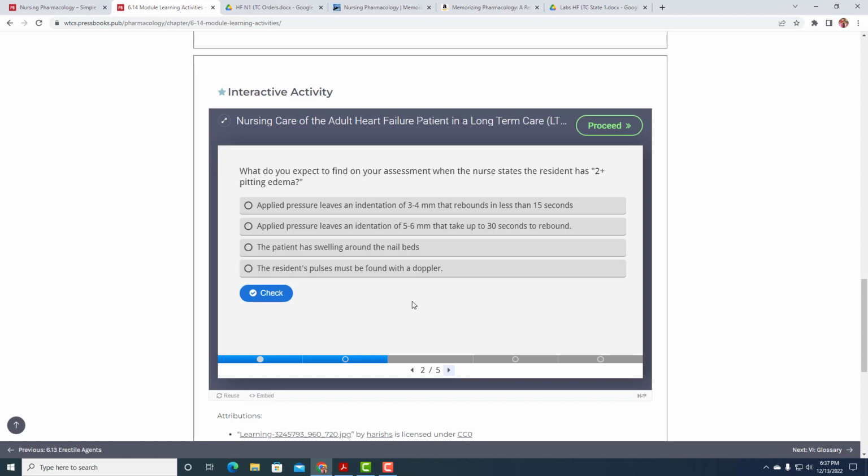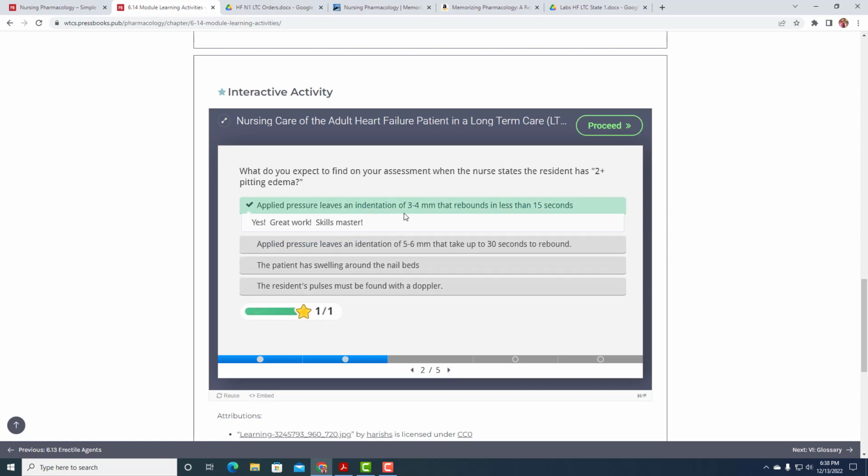Okay, so what we're really doing is asking what's the difference between 2+ and 3+ pitting edema? The 2+ pitting edema would be when we apply the pressure, leaving an indentation of 3 to 4 millimeters that rebounds in less than 15 seconds. The 5 to 6 millimeters with 30 seconds, that would have been 3+ pitting edema.